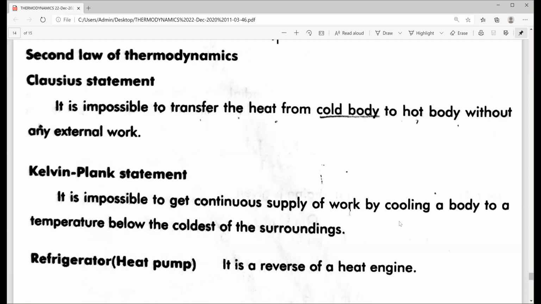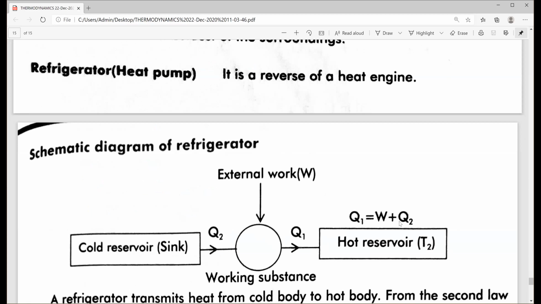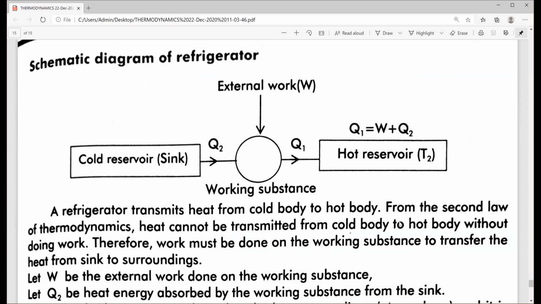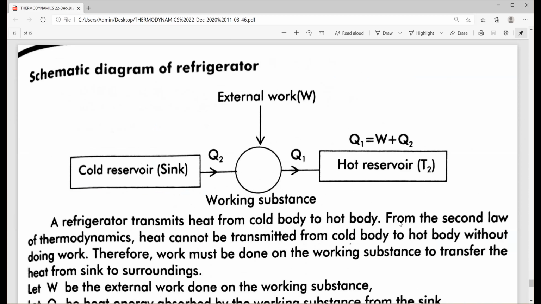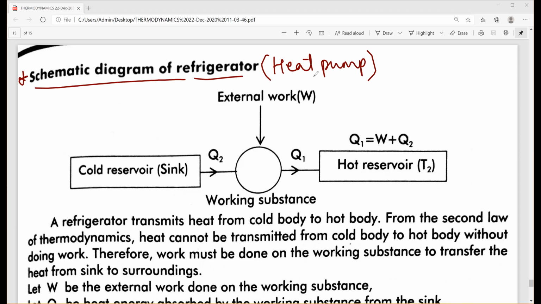refrigerator, which is nothing but a heat pump. The schematic diagram of a refrigerator is given like this. Here the refrigerator is also called a heat pump. So what is the meaning of refrigerator? It is a device, the reverse of a heat engine.